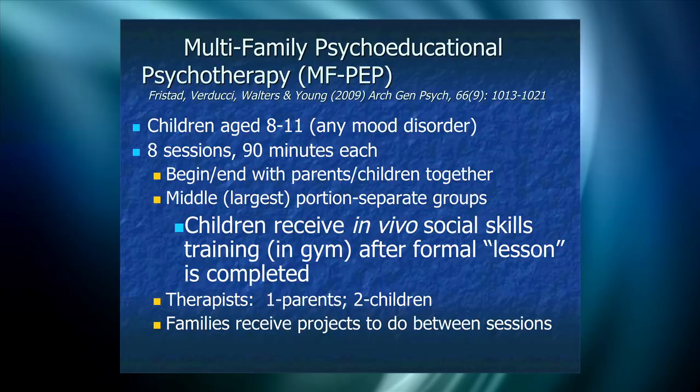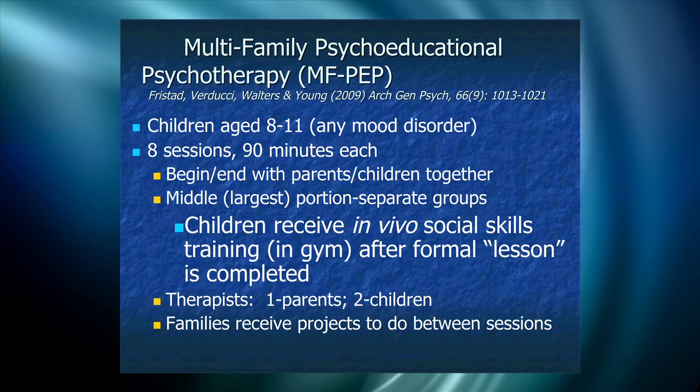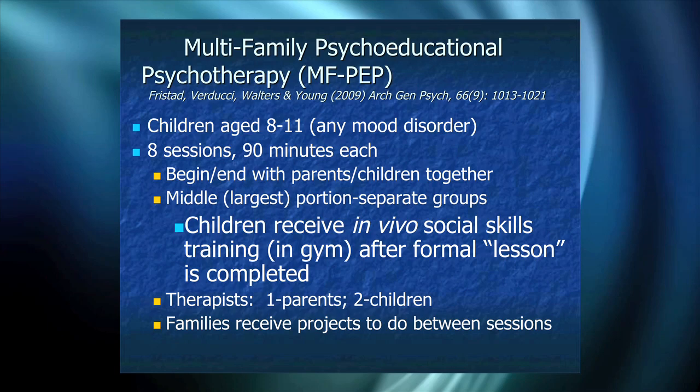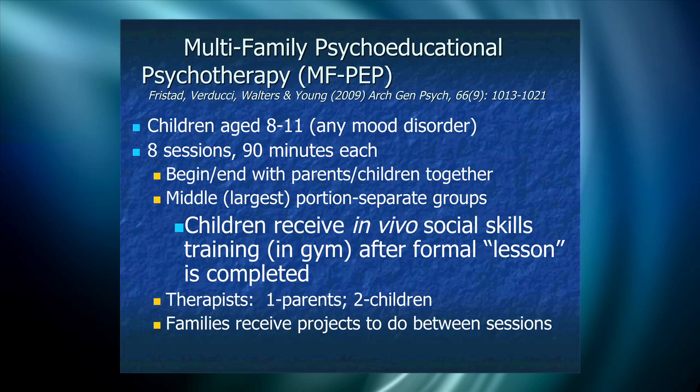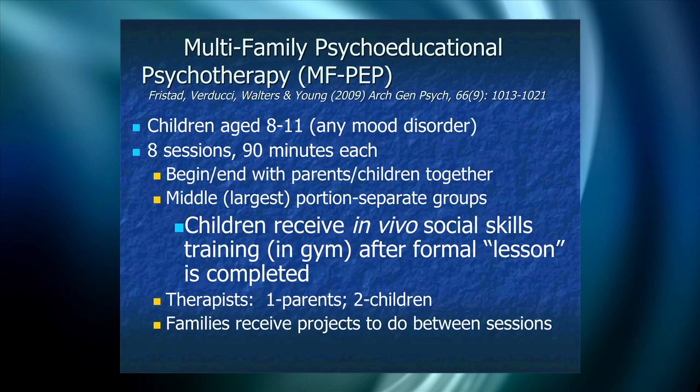So we expanded it to 8 sessions, 90 minutes each, and we were funded then by NIMH to do a larger clinical trial, a randomized controlled trial, again, for kids between the ages of 8 and 11 with any major mood disorder. And in these sessions, we begin and end with parents and children together. The bulk of each session is done separately for parents and children, and kids receive in vivo social skills training.